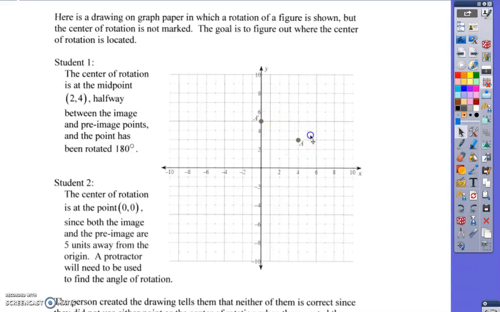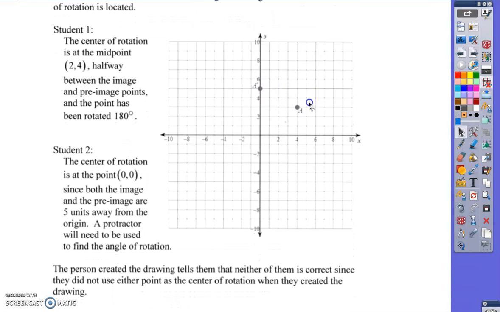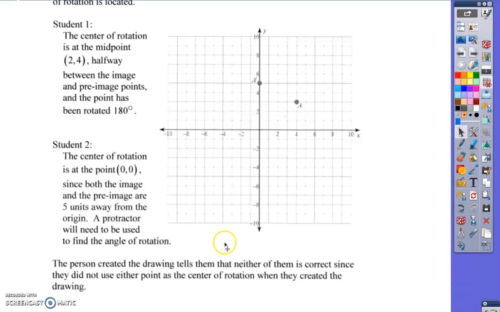So someone has challenged us to do this. And this person is the person they mentioned at the bottom. So we've got student 1 who says, hey, I think the center of rotation is 2, 4, which is halfway in between the 2 points, and that it rotated 180 degrees. Okay. And that seems very reasonable because there it is right in the middle, and that would work, I think, maybe, who knows. Student number 2 says, I think the center of rotation is at the point 0, 0.